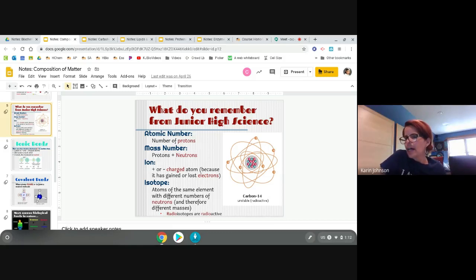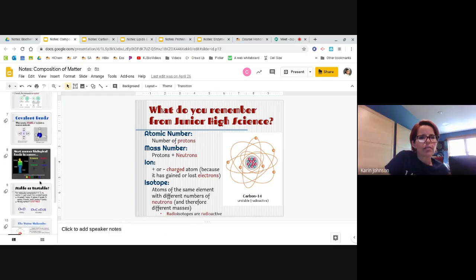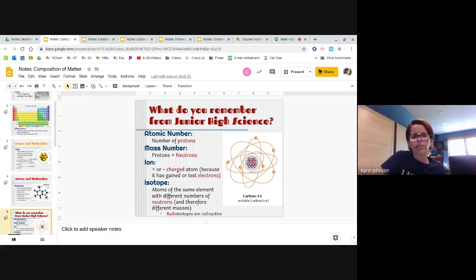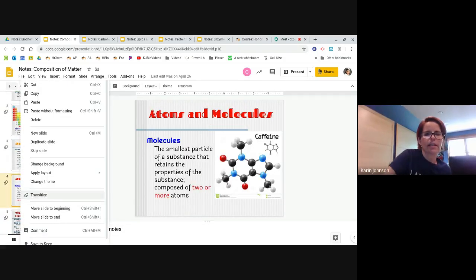Okay, and then letter I, blank, are more than one atom joined together, and that would be a molecule. Molecules are two or more atoms put together.